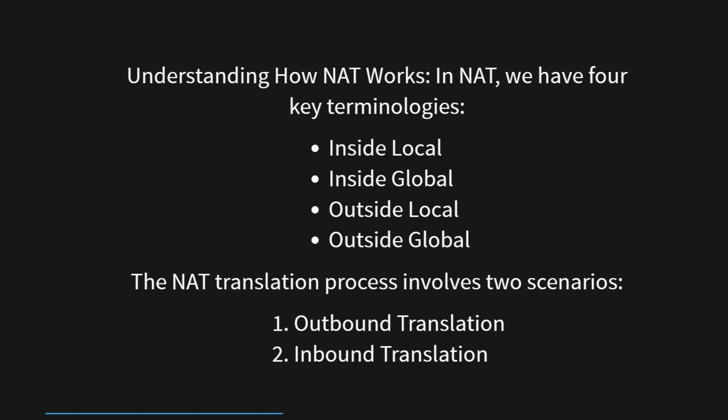The second scenario, inbound translation, comes into play when an external device tries to communicate with a server located inside the local network, like accessing a web server hosted internally. During this interaction, the public outside global IP is translated back into the private outside local IP, ensuring seamless communication between devices across the network boundaries. NAT plays a vital role in conserving public IP addresses and securing the internal network, while enabling devices to access resources on the internet efficiently.